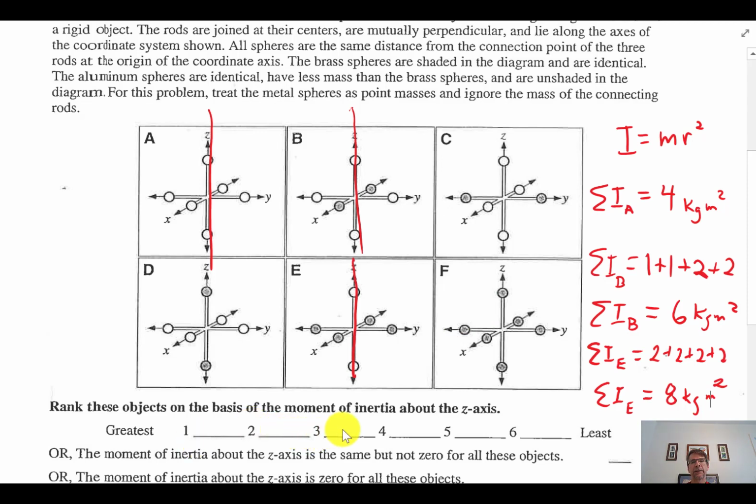And then tied for 3rd and 4th place would be what? B and C with 6 units. And in last place, the easiest to spin, the least amount of rotational inertia, A and D. All right, that's a good summary for moment of inertia, rotational inertia.